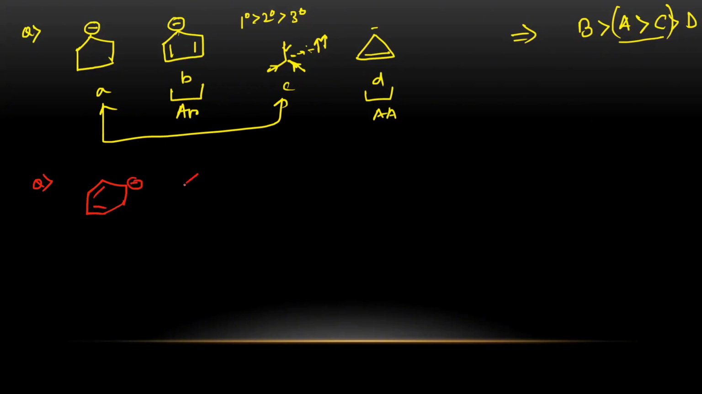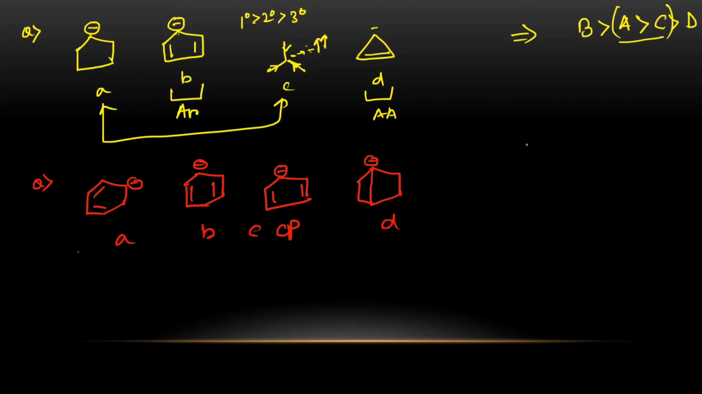Negatively charged here. Then also cyclopentadienyl anion. In short form, it is called CP, just CP. So the order will be C, A, B, D.